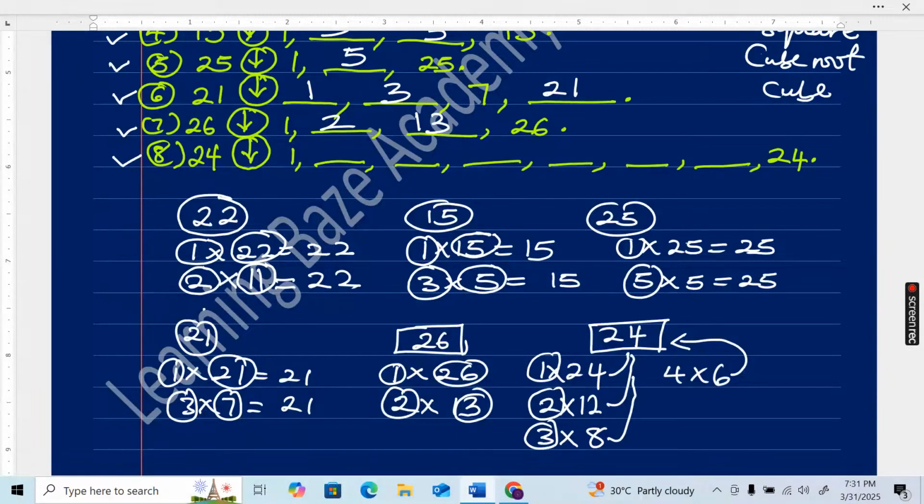1, 2, 3, 8. Okay, before 8, we have 4 and 6. 4, 6, 8, 12, and 24. So go ahead and fill up the missing factors of 24: 8, 12, and 24.